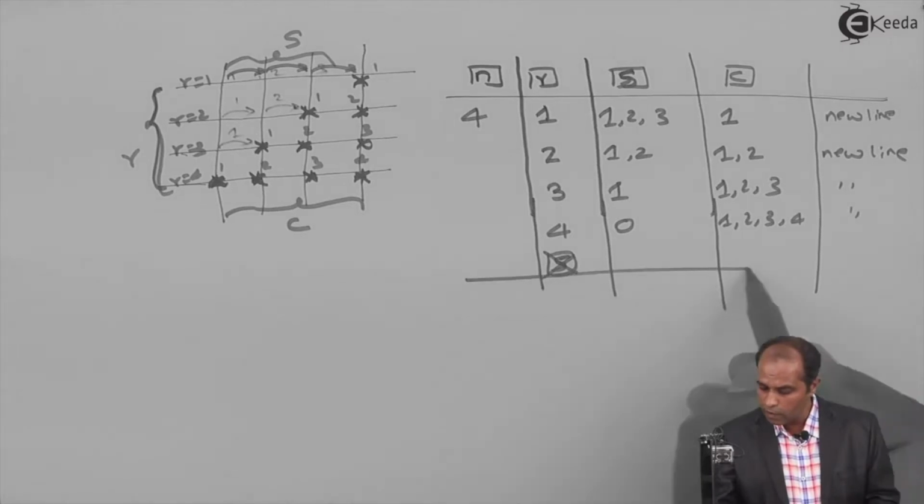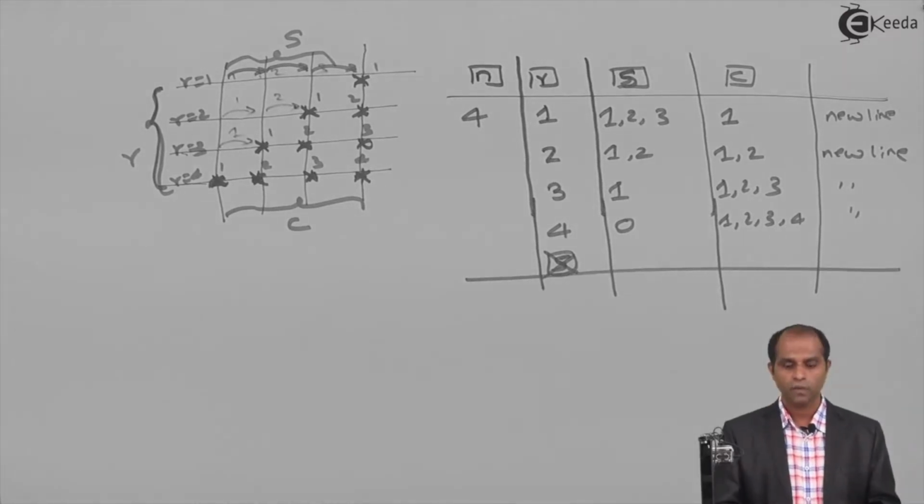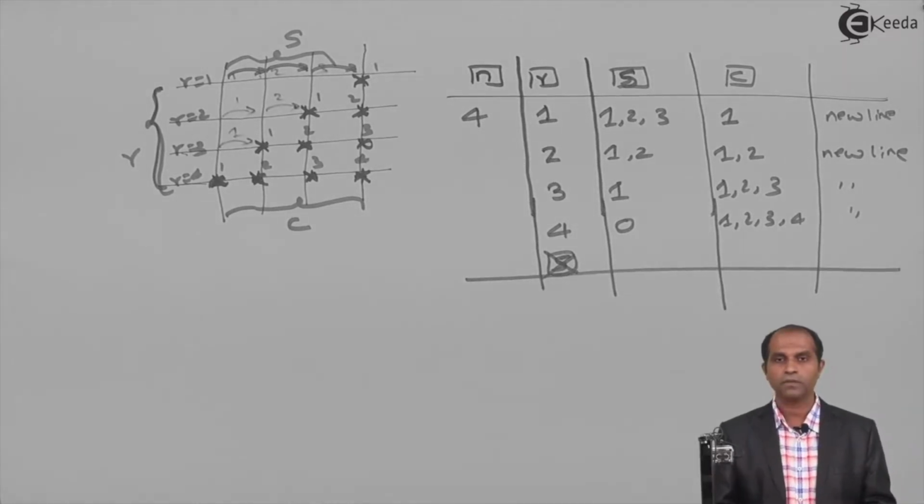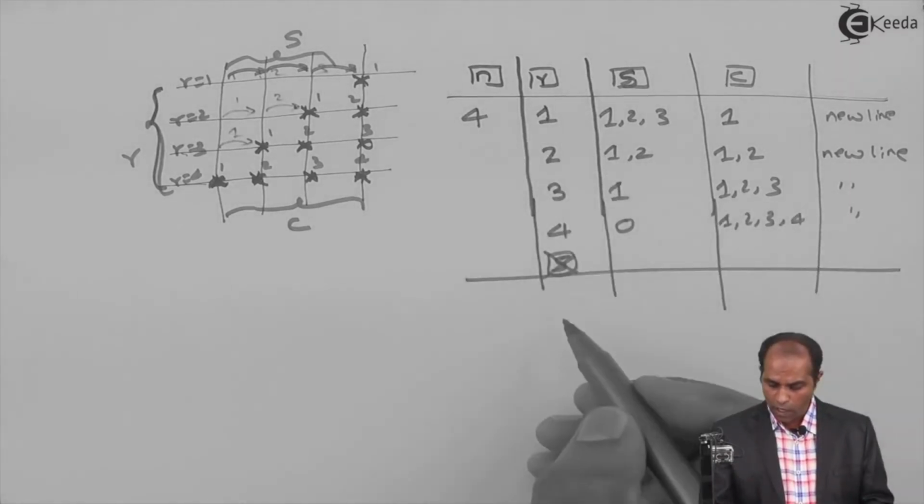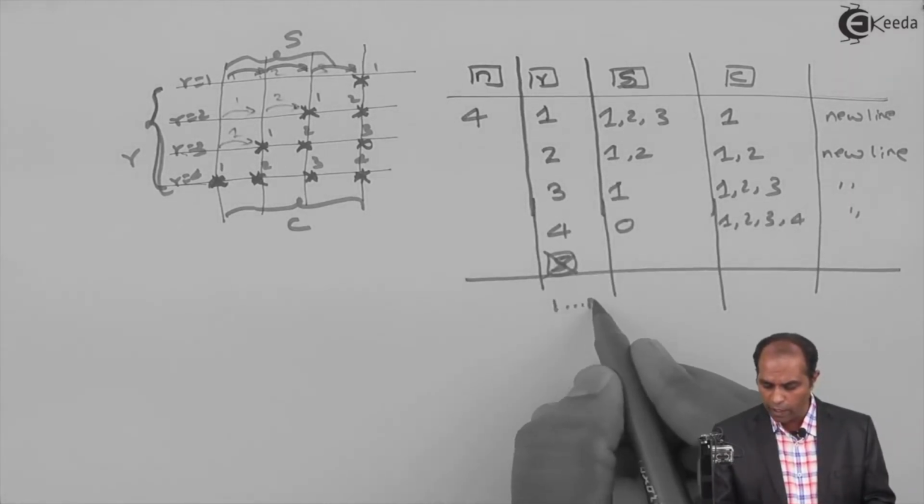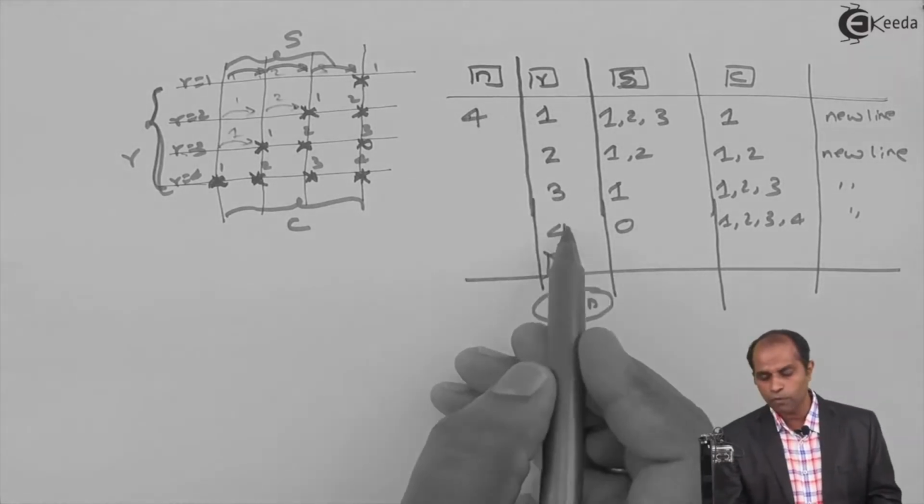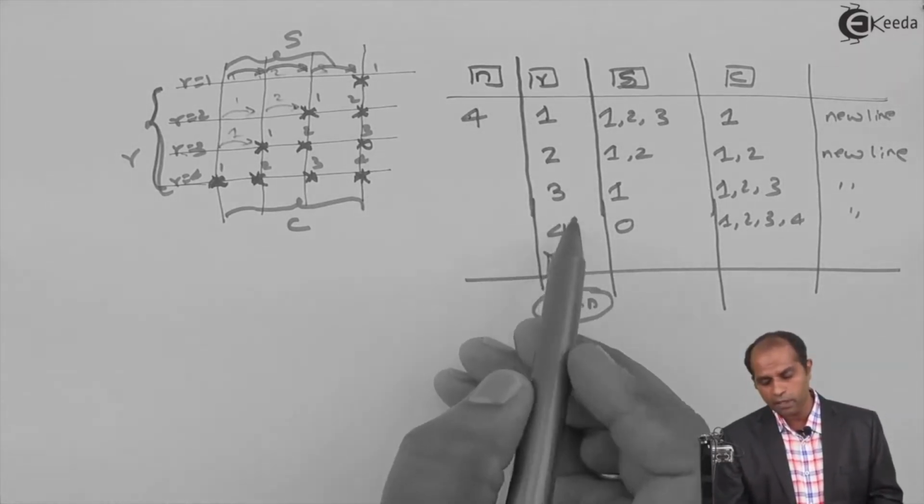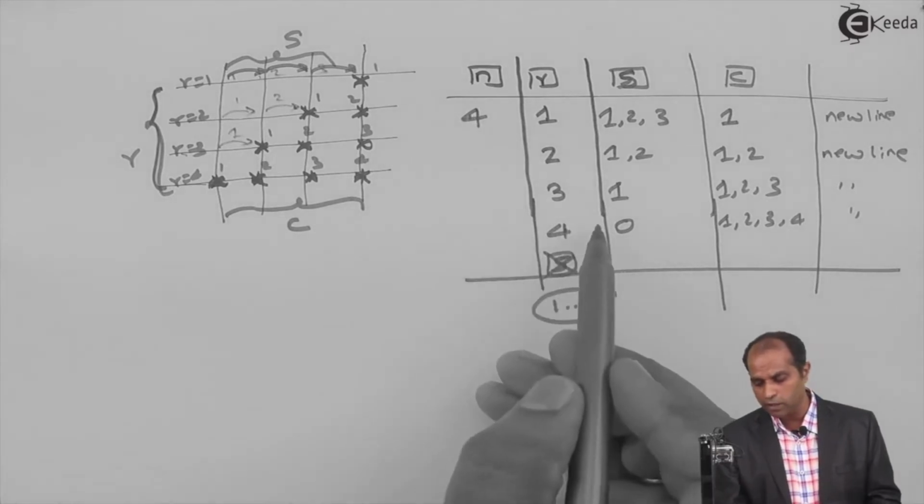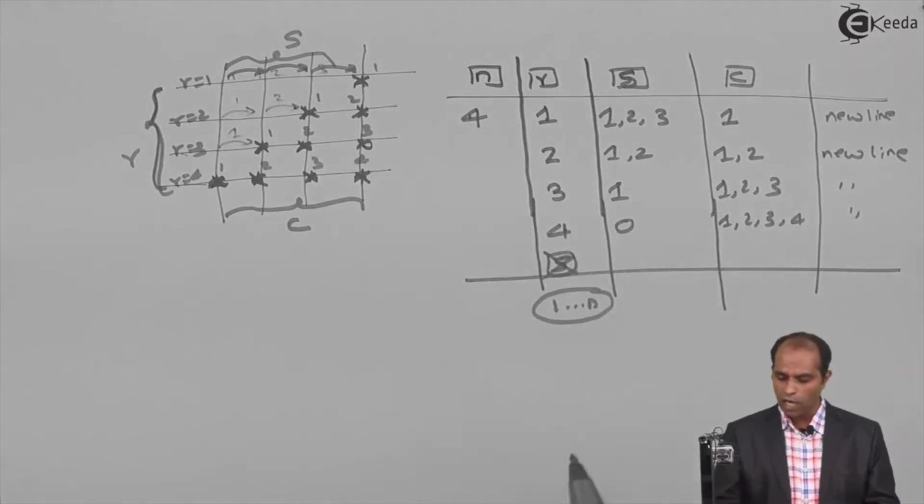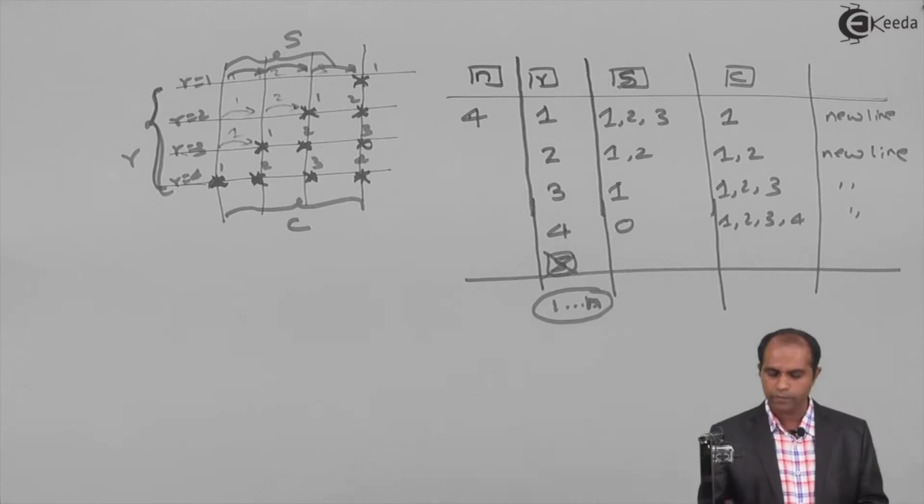So now let's summarize these values. The summary goes in this fashion. For 4 rows, r will go from 1 to n. Check this: 4, it will end up at 4. If it could have been 10, it could have ended up at 10. If it could have been 100, then this could have ended up at 100. So r will go from 1 to n.